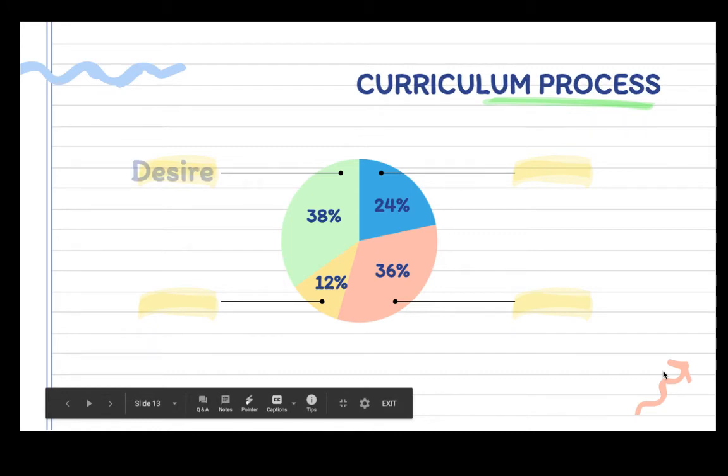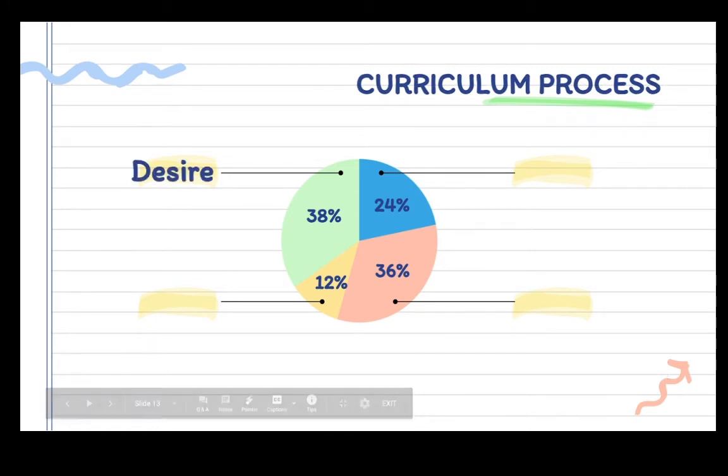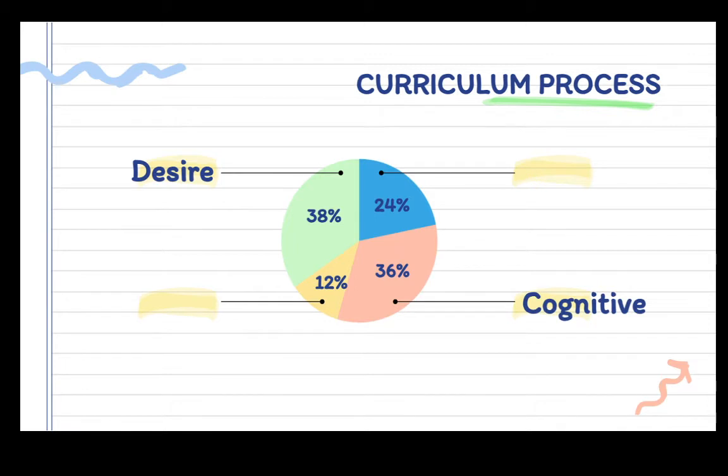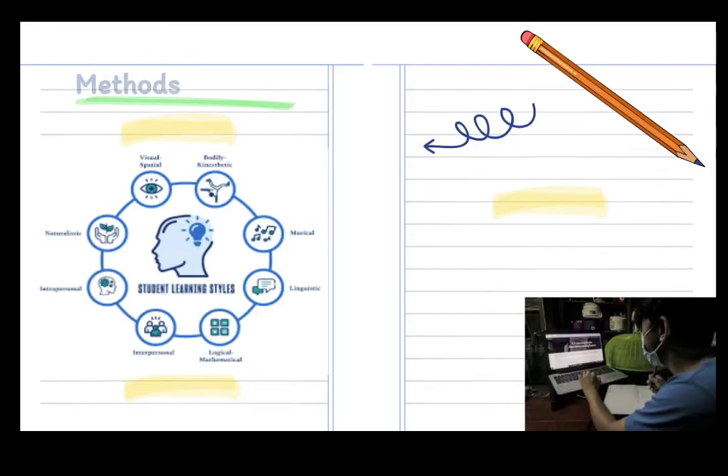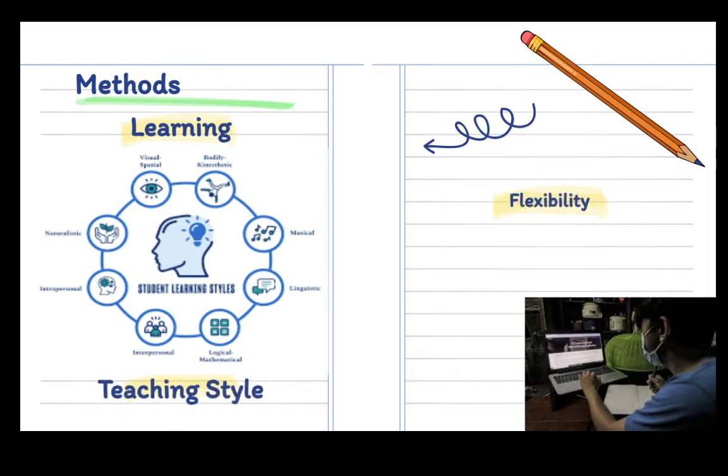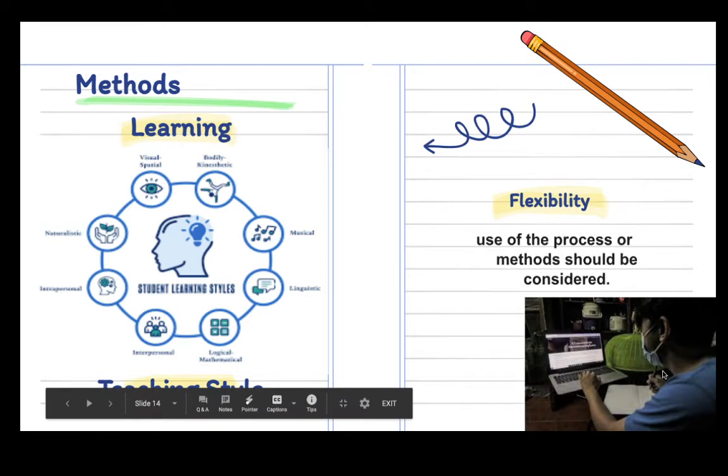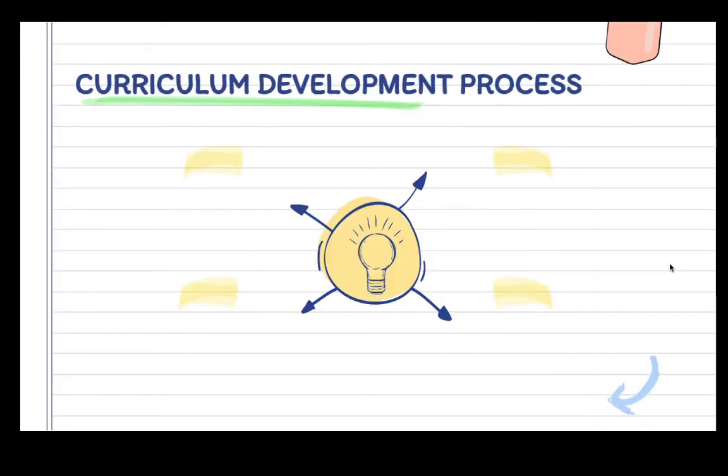The curriculum process must have the desire for the learners so that it can include the cognitive, the psychomotor, and the affective element. It must also have methods of learning and teaching styles. That has an integration with flexibility, which is the use of the process or methods that should be considered.